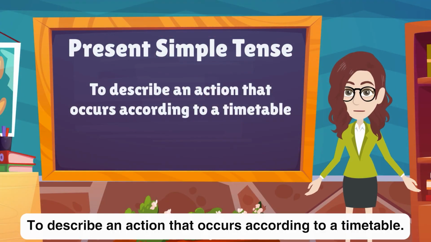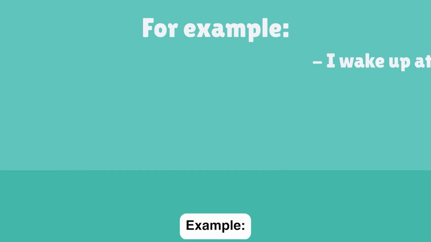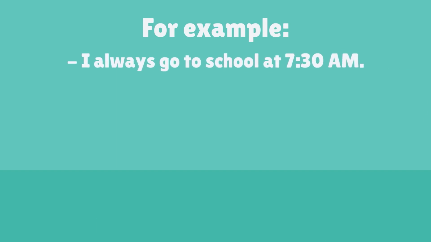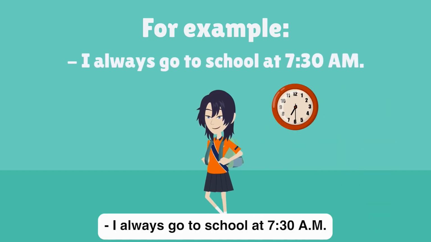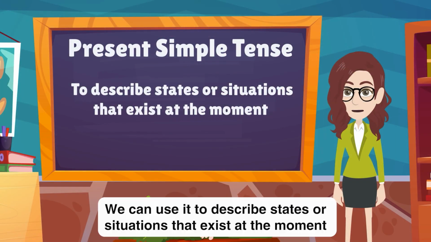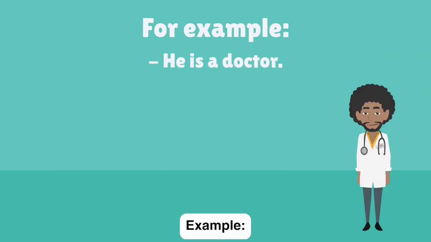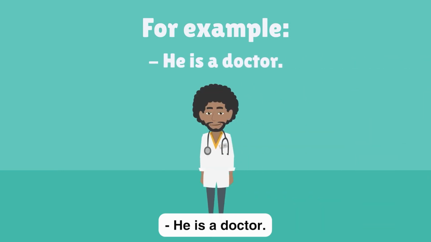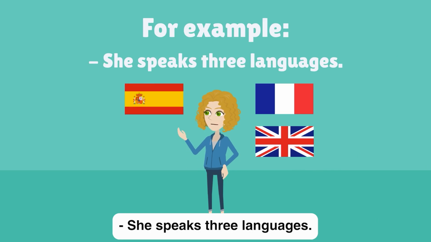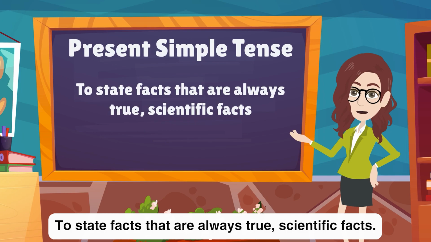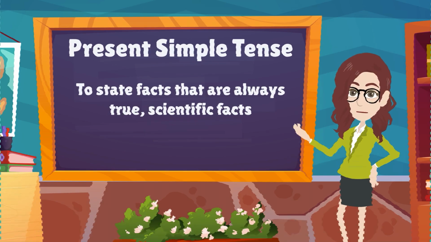To describe an action that occurs according to a timetable. Example: I wake up at 6 a.m. every day. I always go to school at 7:30 a.m. We can use it to describe states or situations that exist at the moment. Example: he is a doctor. She speaks 3 languages.